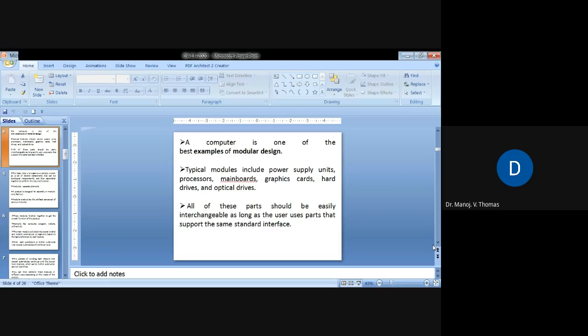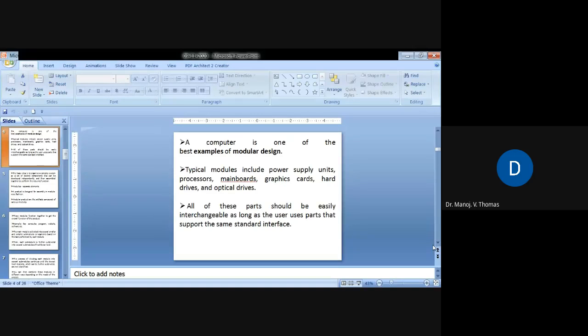A computer is one of the best examples of modular design, as I told, computer or laptop. Typical modules inside a computer are power supply units. We have power supply units, we have processors, we have main board, motherboard, we have graphics card, we have hard drives, we have optical drives, we have mouse, keyboard, so many components are there. All of these parts should be easily interchangeable as long as the user parts support the same standard interface.